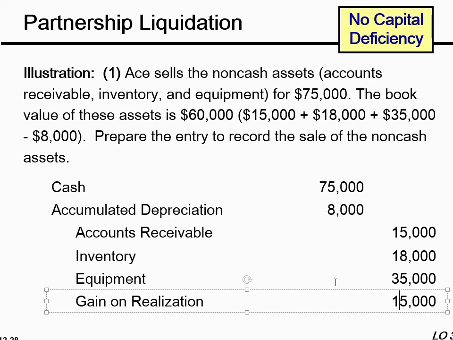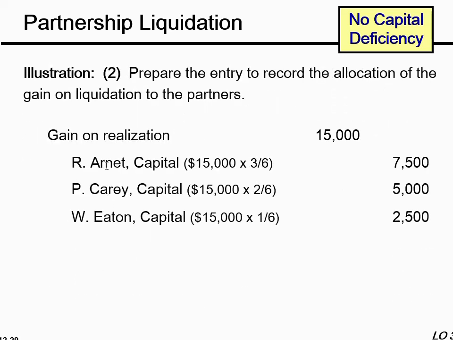Now my journal entry balances: debit is 83,000 and the credit side is also 83,000. So we get a gain. This gain should be shared among the partners, right? So 15,000 is the gain. The profit and loss distribution ratio, I already told you, 3 by 6 for the first partner, 2 by 6 for the second partner, and 1 by 6 for the third partner. So let's distribute this profit among the partners. So gain on realization, I'm distributing it. It's going to be finished.